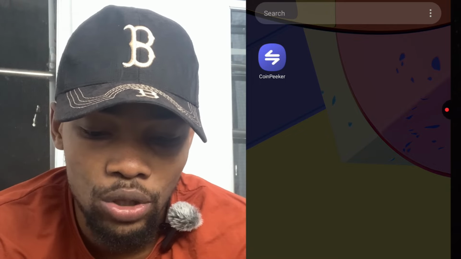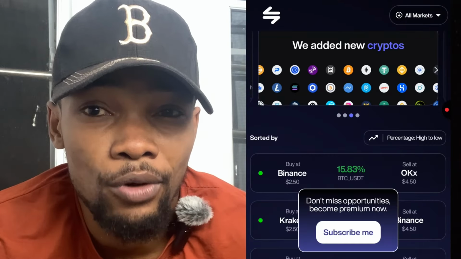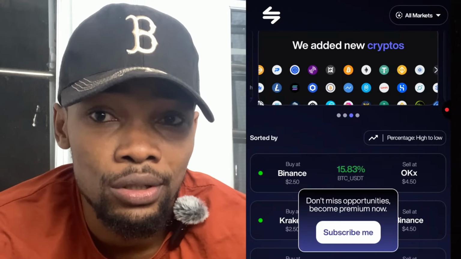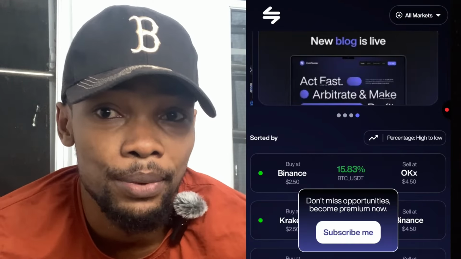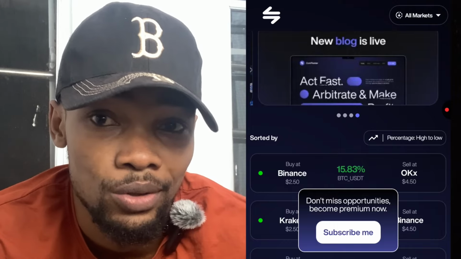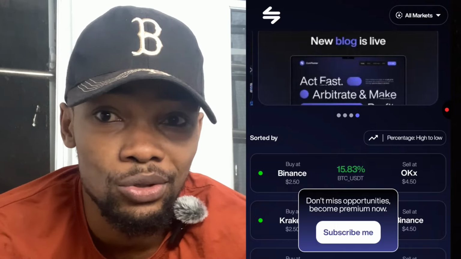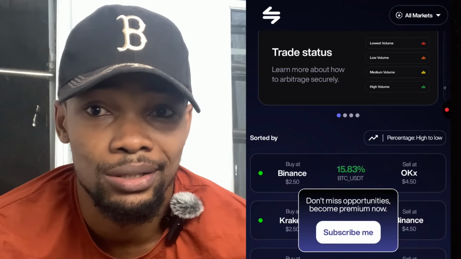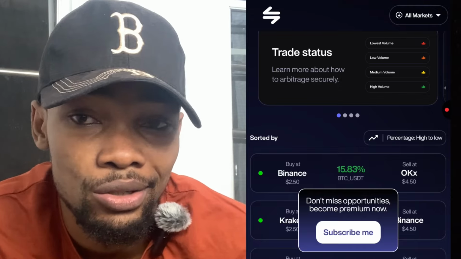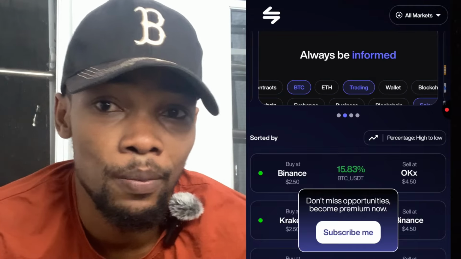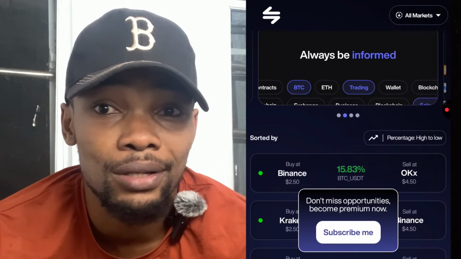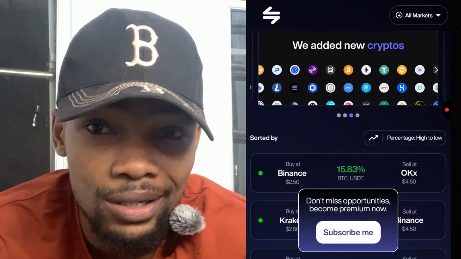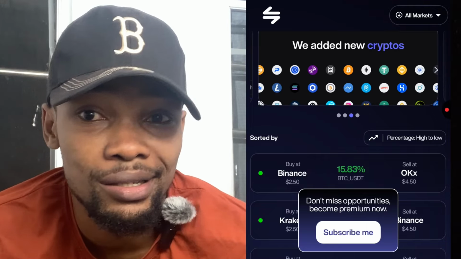All right, so quick, you're going to click on it. Before you get into this app to make use of it, you must create an account, unlike other arbitrage apps where you don't need to create an account. Formerly, when you came into the Coinpeeker app, you just started finding arbitrage signals and opportunities up and down exchanges to buy, sell, comparing prices and everything. But right now, everything has changed.